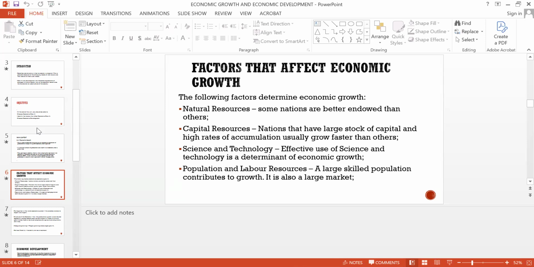What kind of country or society are we growing? So population, labor resources: a society like the US or China that has a growing skilled population contributes to its growth. That is why they are the leading country. India also has a very large population, about 1.3 billion. China, 1.4 billion. One would think that this population will be a problem.